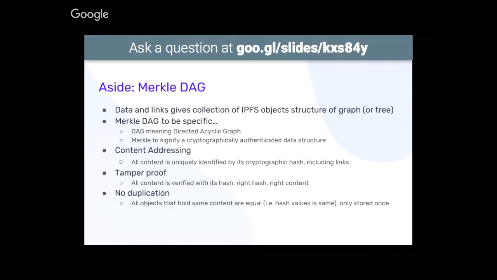Again, we're hashing the content, so we have no duplication. We can just repeat the same hash or CID instead of duplicating data anywhere. And because in the Merkle DAG world, all objects that hold the same content are equal, we get this deduplication. So we only store things once, which is very nice. So we've got this pretty powerful, tamper-proof, essentially efficient data structure that we can use to represent linked data.